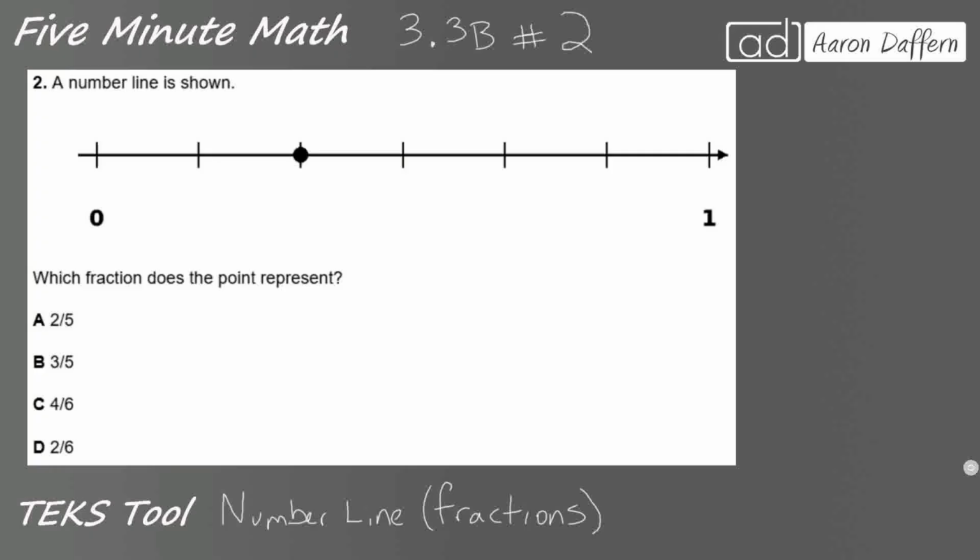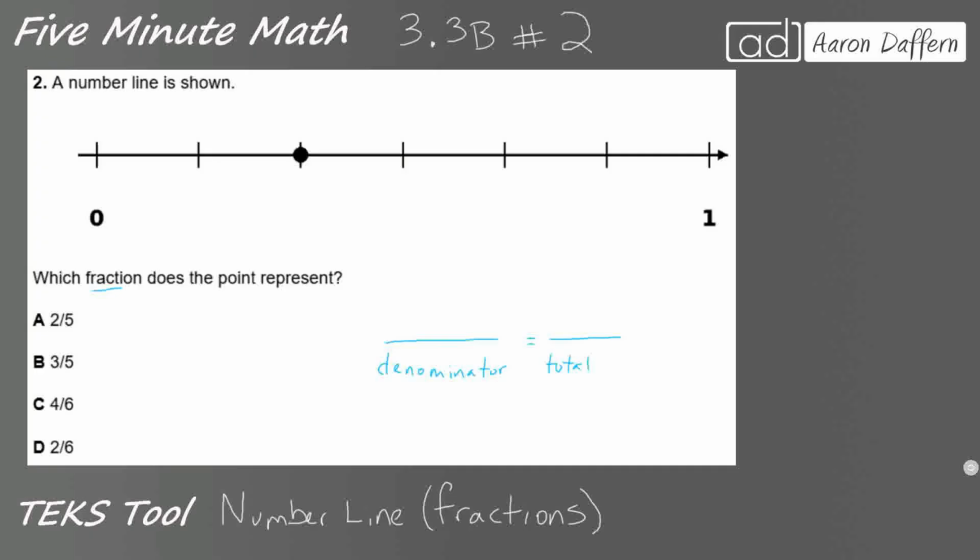So we have a number line, we've got a point. We need to find the fraction that this point represents. Well, when we're dealing with a fraction, we have a few things we need to keep in mind. We have a number on top of another number, separated by a fraction bar. Our bottom number is going to be our denominator, and that is going to equal the total number of spaces.